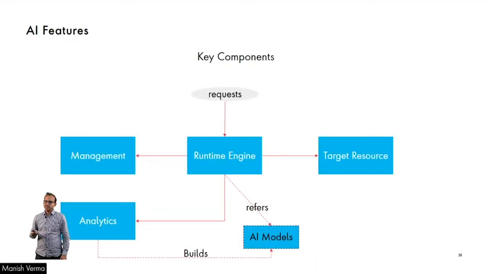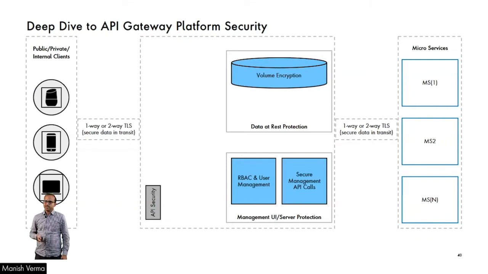What exactly is within the AI security? You have a runtime engine. You have the management for managing those things. It creates an AI model, and after analyzing, it creates rules to intercept traffic for the target resource which is being invoked. This is the gateway view. We'll move slightly faster because I'm running short of time, but let's have a look.